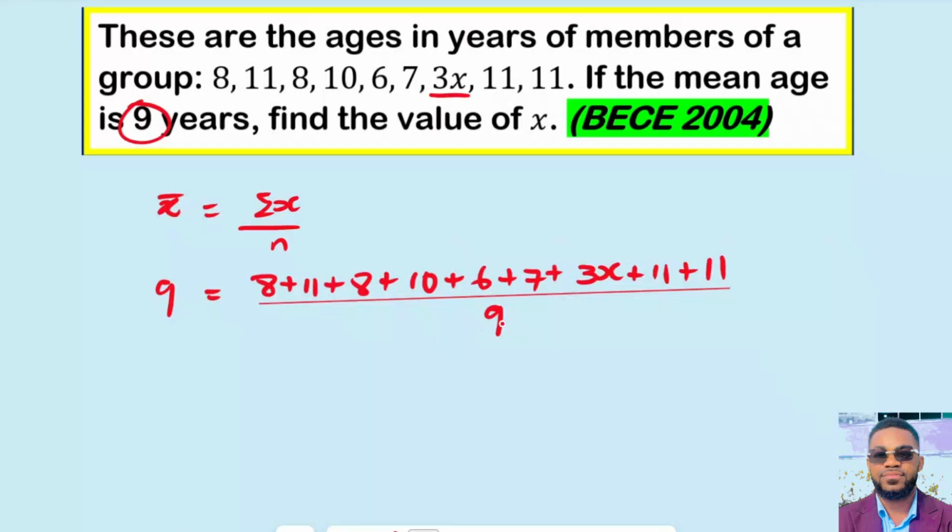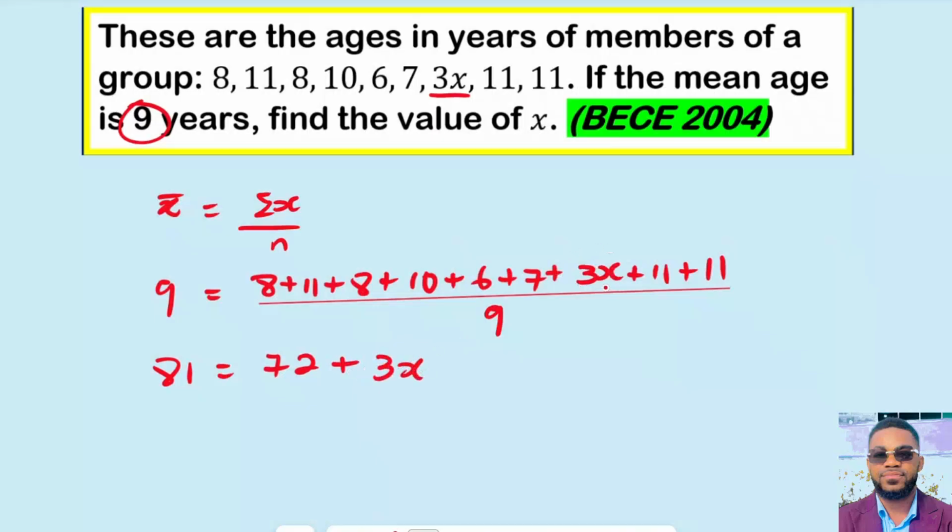So you can just multiply this 9 by this 9. That's just cross multiplication. So 9 by 9, that's going to be 81. And that is equal to, let's group like terms here. So we're going to add all the terms without the x. Then we simplify. So the sum of these guys will give us 72. So we have 72 plus 3x.